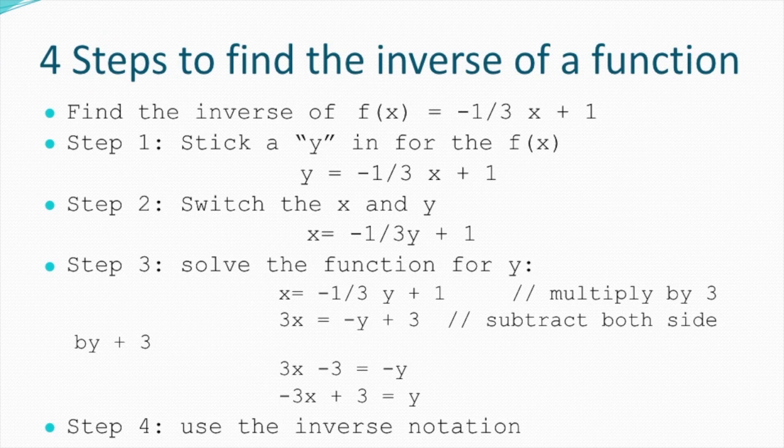Now swap y with x, so x equals minus one third y plus 1. Then you can solve the function for y by multiplying by 3, so 3x equals minus y plus 3, and then 3x minus 3 equals minus y. So y equals minus 3x plus 3. I would write it in a different way, as 3x minus 3. And this is basically after you use the inverse notation, and you say f minus 1 of x equals minus 3x plus 3.